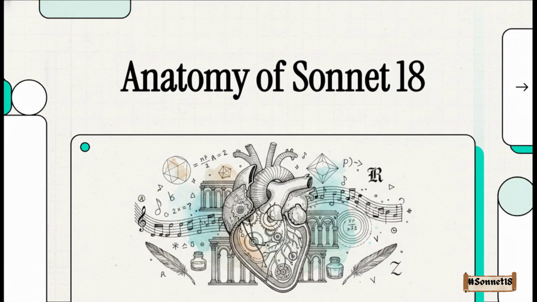We are moving way beyond just casually reading a beautiful poem today. We're going to pop the hood. We'll examine the specific architectural blueprints, the mathematical constraints, and the absolute linguistic brilliance that William Shakespeare used to engineer this iconic piece of literature.